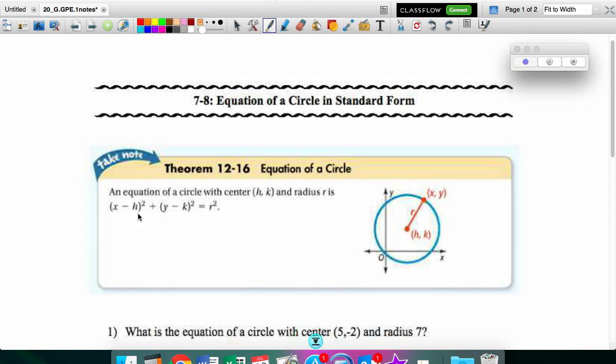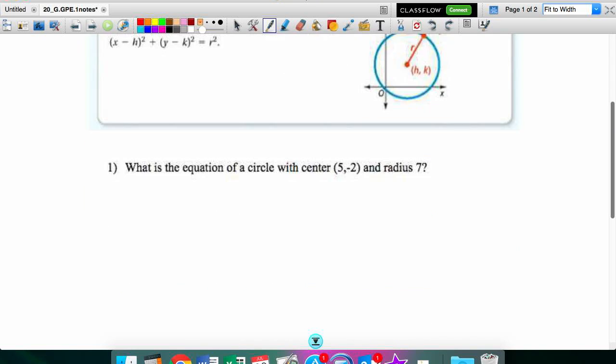To write the equation, we have the following formula: x minus the x coordinate of the center, quantity squared, plus y minus the y coordinate of the center, quantity squared. And this will be equal to the radius squared. So let's see how we could apply this to several different problems.